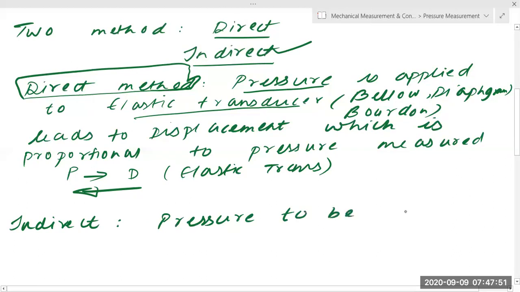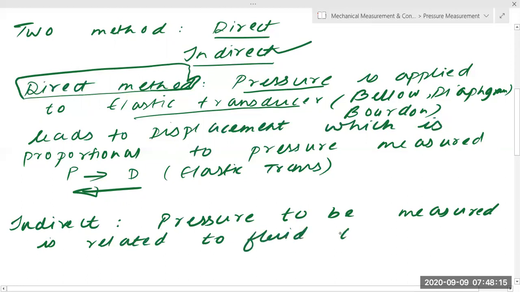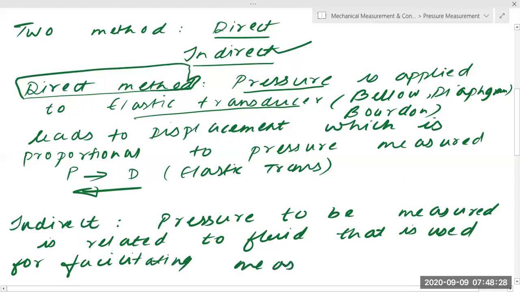Pressure to be measured is in relation to the properties of a fluid. The pressure to be measured is related to properties of the fluid that is used for facilitating measurement. Such kind of method is called an indirect method.